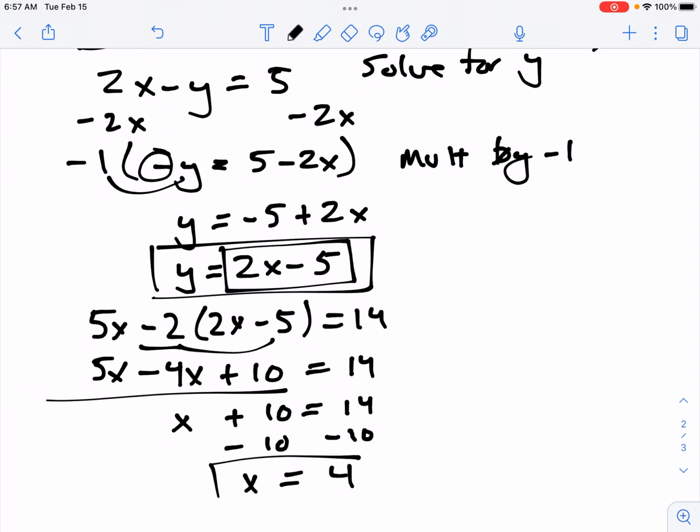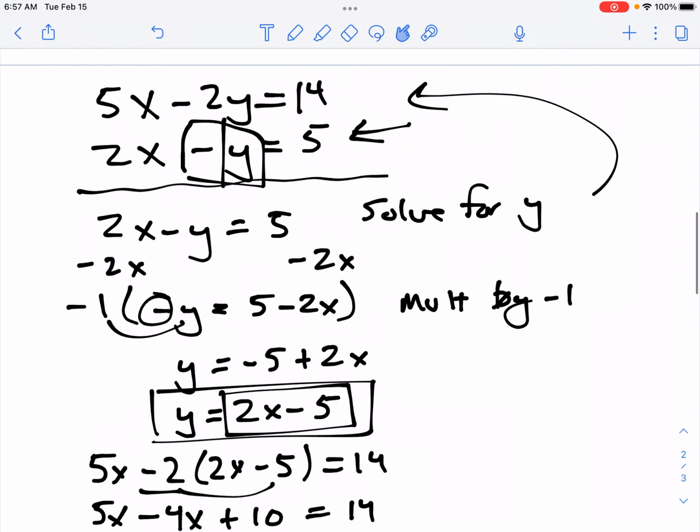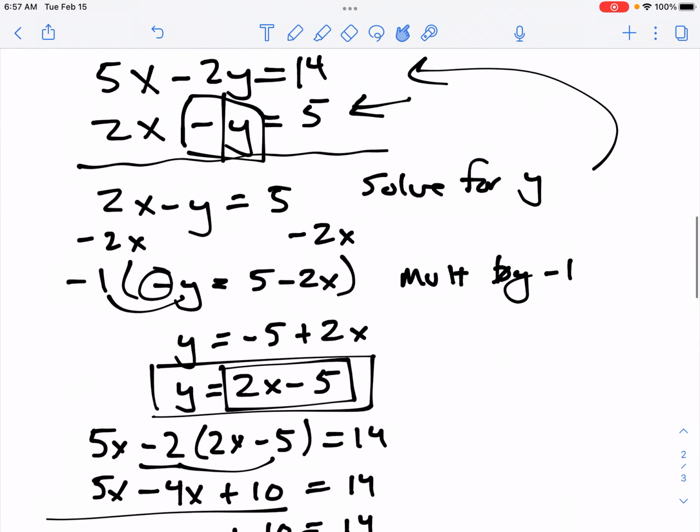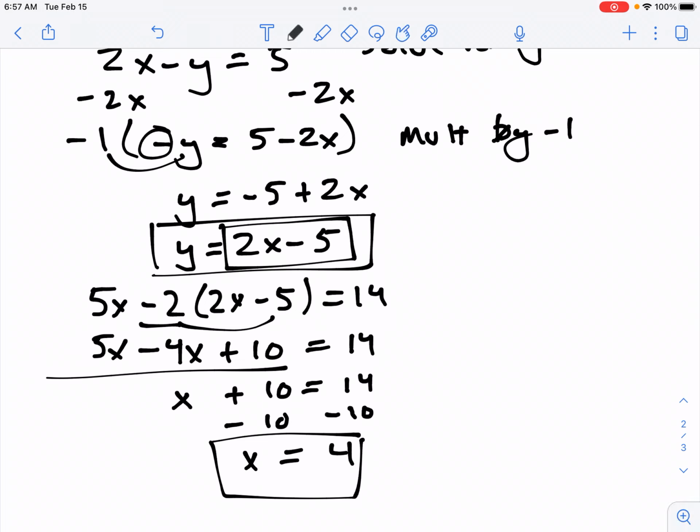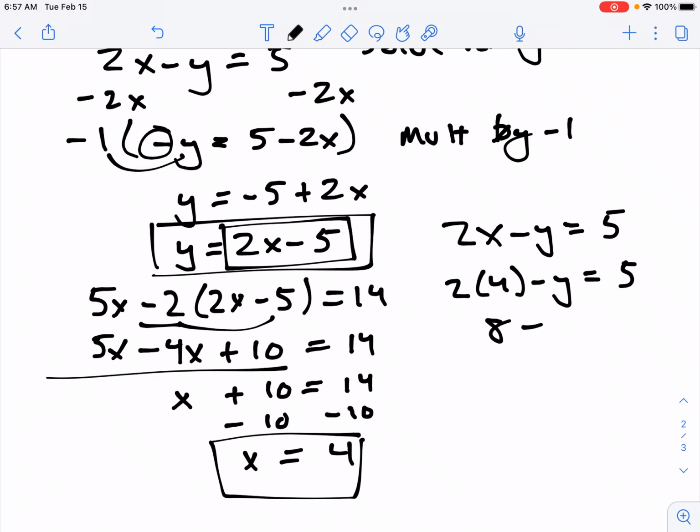So now let's take this and put it in one of our original two equations. Let's put it in that 2x minus y equals 5. Let's rewrite it down. So 2x minus y equals 5, and I'm going to put 4 in. So you have 2 times 4 minus y equals 5. You have 8 minus y equals 5.